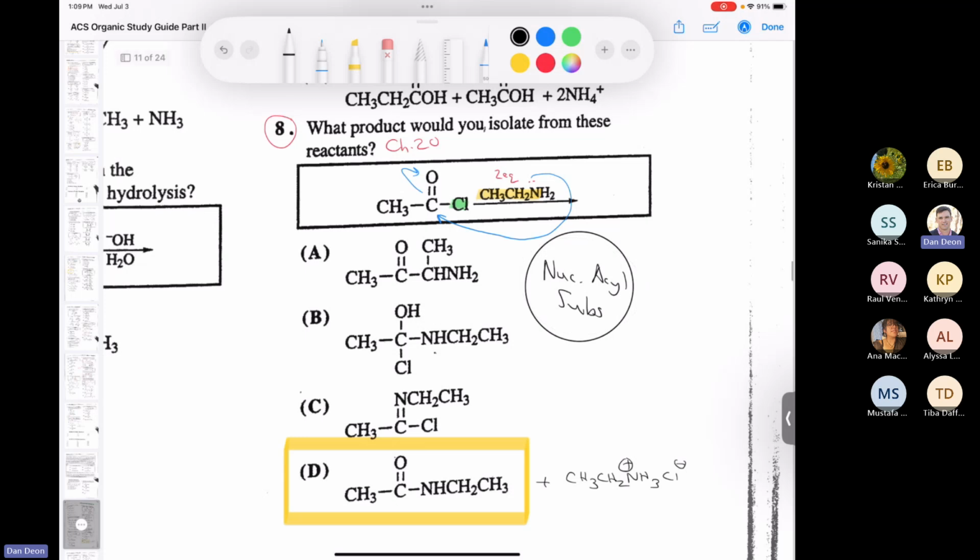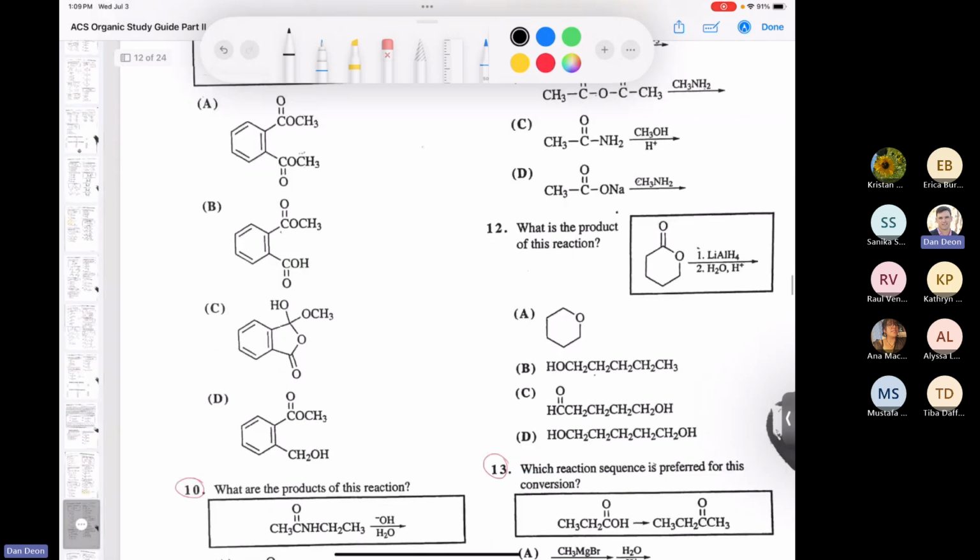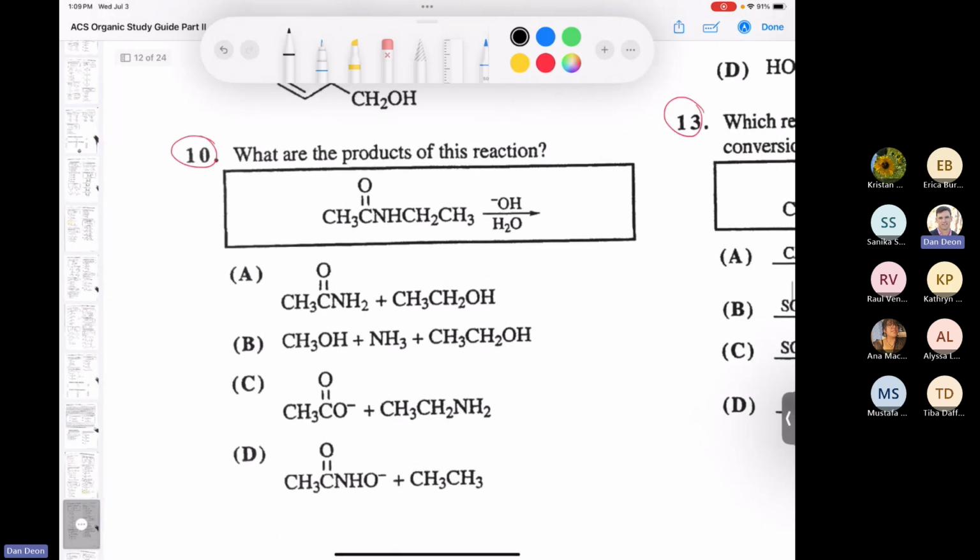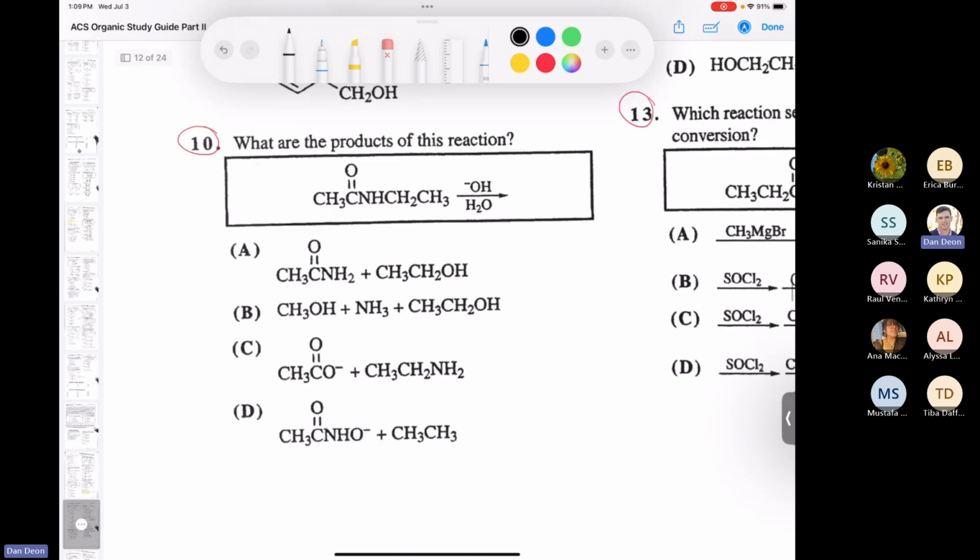All right, number 10 is in the same vein. So number 10, if we scroll down here, what are the products of this reaction? So we just talked about the hydrolysis of an amide.